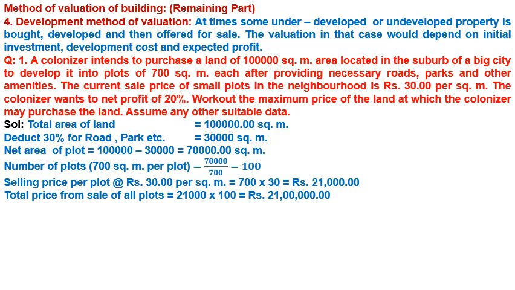Now, as given, the total area of land is 1 lakh square meter. Deduction for roads and parks is generally taken as 30% of the total land area. So the deduction for roads and parks is approximately 30,000 square meter. Net area for plotting is around 70,000 square meter. Therefore, the number of plots comes out to be 100.